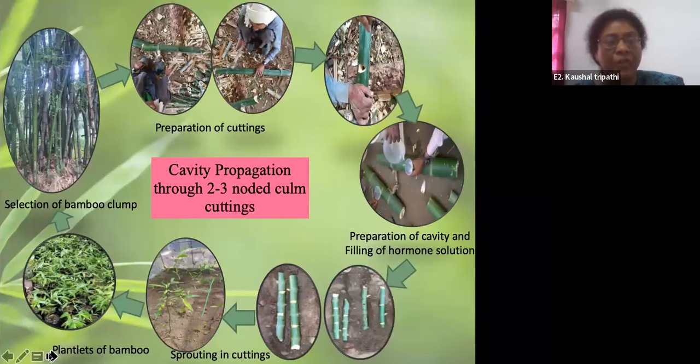This is the depiction of that. We have brought double nodal cuttings. You can see 2 nodes are there. In the internodal region, we have drilled a cavity here, and with the help of a funnel, we are pouring the auxin solution inside the cavity. After that, we are closing that cavity with the help of tapes or polythene strips, and then we have planted them in the sand beds, and then we get the sprouting as well as rooting from this cavity method. This is a very successful method we found for Bambusa balcooa. Next slide, please.